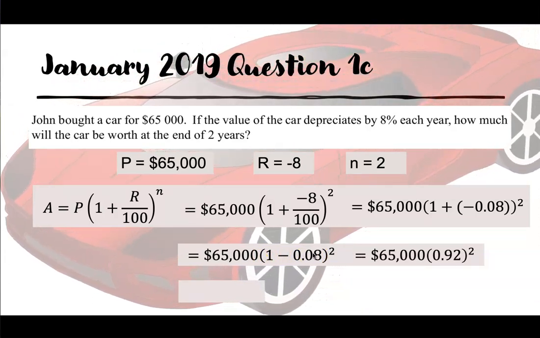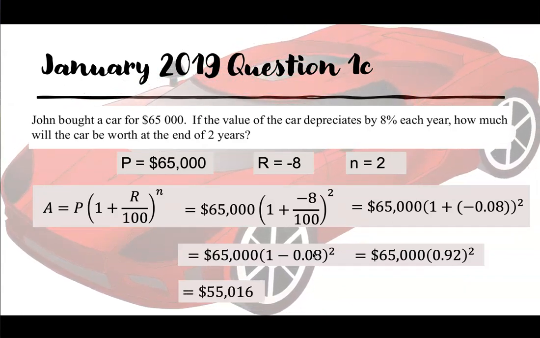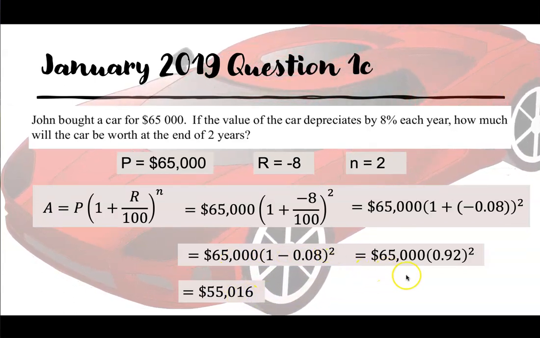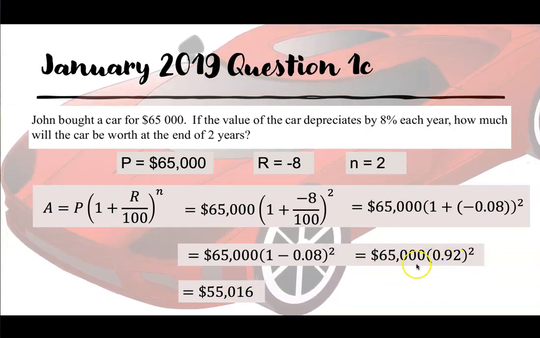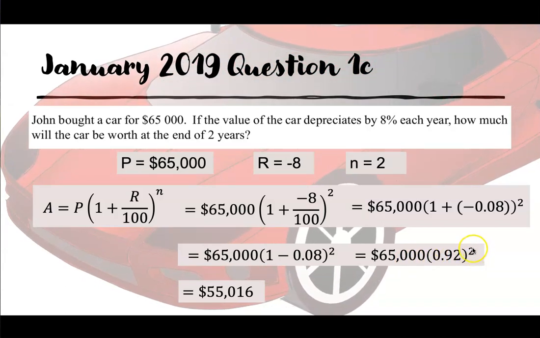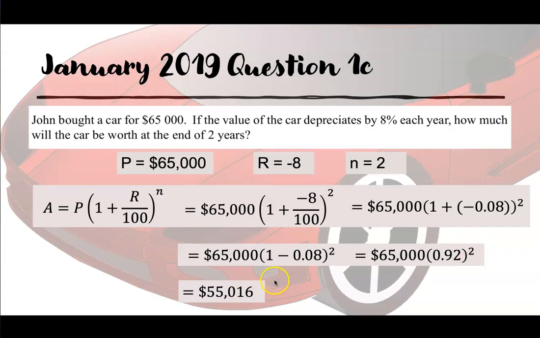And we just plug this into our calculator, and it gives us $55,016. Technically, we could have put it in the calculator from here. We could have said 65,000 times, open bracket, 1 minus 0.08, close bracket, raised to the power 2. Would have given the same answer, but this is a bit tidier for the calculator. 65,000 multiplied by 0.92 to the power 2. Alright, and we get the same answer. So this is a kind of shorter way to do the question.